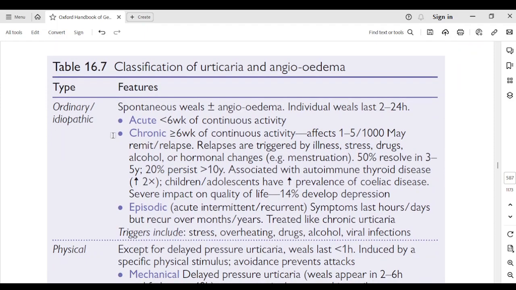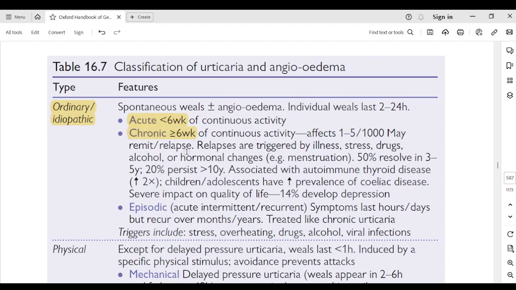Classification of urticaria and angioedema. Ordinary or idiopathic: spontaneous wheals plus angioedema. Individual wheals last 2 to 24 hours. Acute: less than 6 weeks of continuous activity. Chronic: more than 6 weeks of continuous activity. Affects 1 to 5 per thousand.